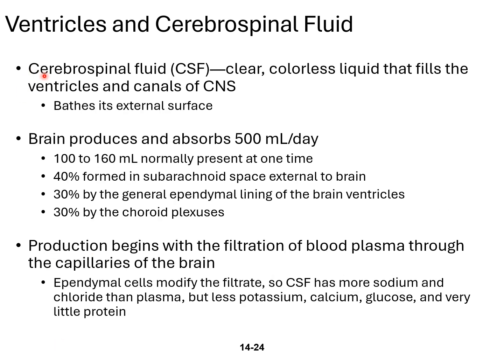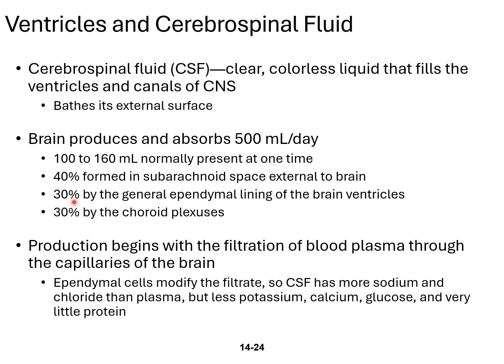So the cerebral spinal fluid that's made by the choroid plexus with those glial cells is a clear, colorless liquid that fills the ventricles and canals of the central nervous system. And it bathes the external surface, so all the outside and in between in the brain. The brain produces and absorbs about 500 milliliters a day. So you have a lot at any given time. 40% is subarachnoid, external to the brain, 30% is by the ependymal lining of the brain ventricles, and 30% by the choroid plexus. So you do create it in different areas.